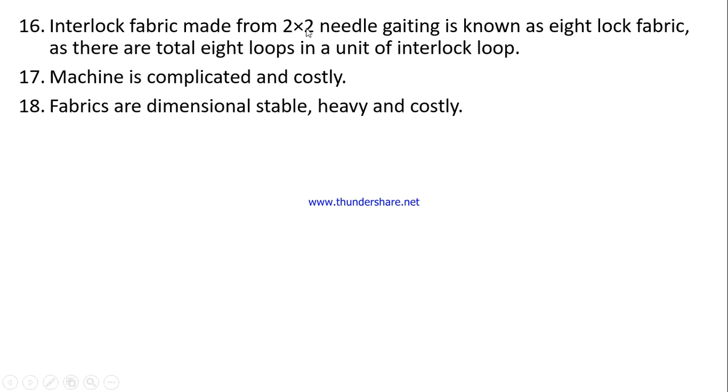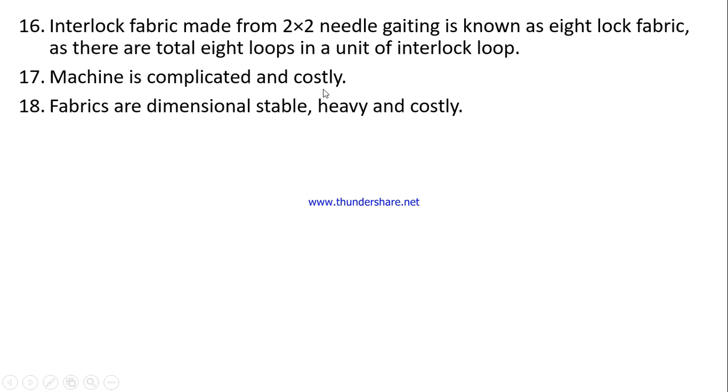Where the interlock fabric is made by 2 into 2 needle setting, that is 8 lock fabric because there are 4 sets of short needles and 4 sets of long needles. There are a total of 8 loops in a unit of interlock in a course. That's why it is called 8 lock fabric: 8 needles are participating in forming a course, so 8 loops are there in a single course.